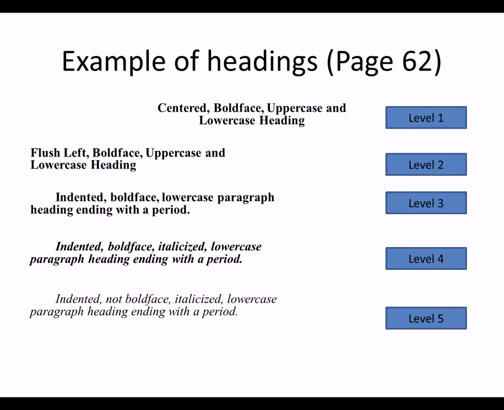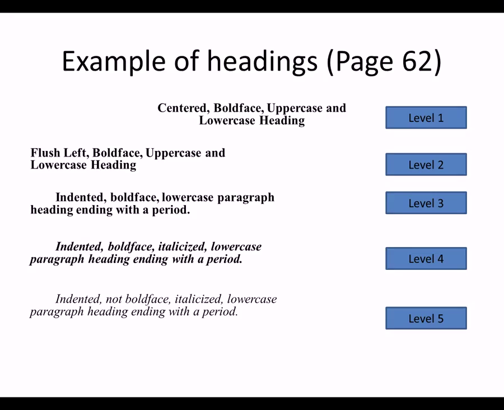What about the word Participants? That's a level 2 because it's flush to the left, it's boldface, and it's an upper and lowercase heading. Materials and Procedures, again, a level 2. Then if you get over here on page 45, you have it indented, it's boldface, ending with a period. So that would be a level 3. So you can see this one went up to a level 3. Depending upon the paper, that determines how many levels you will need.